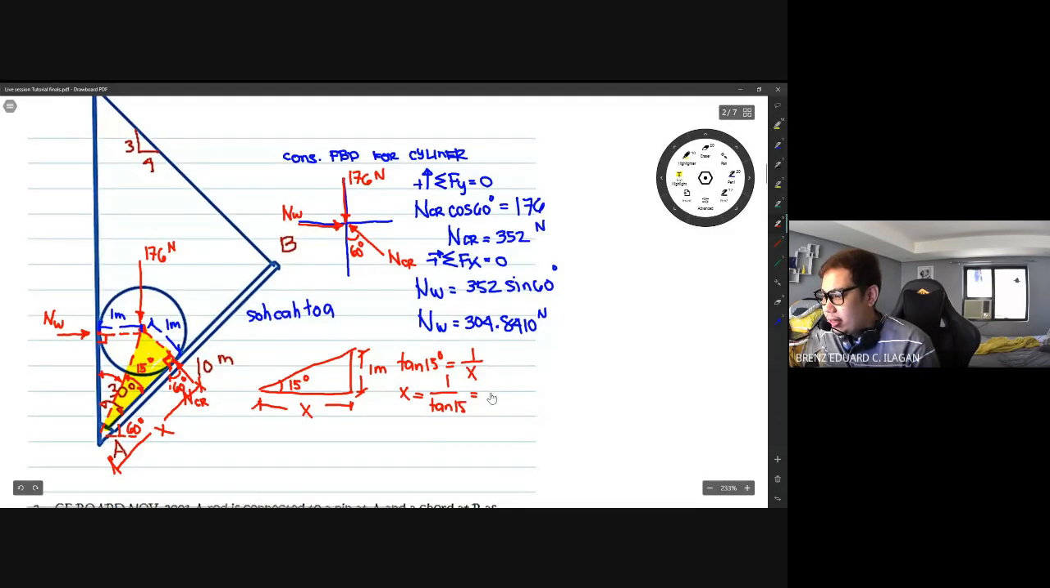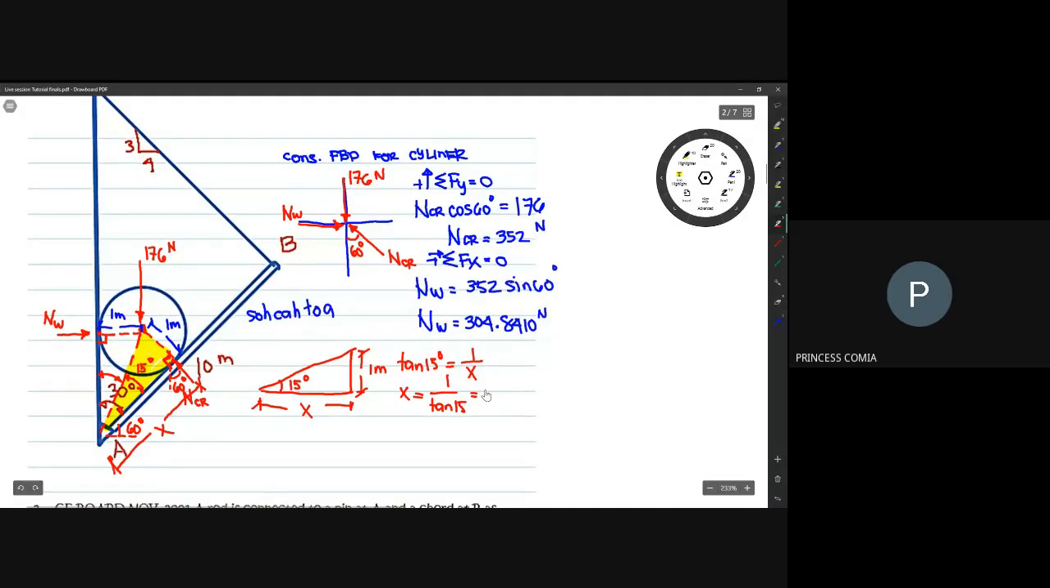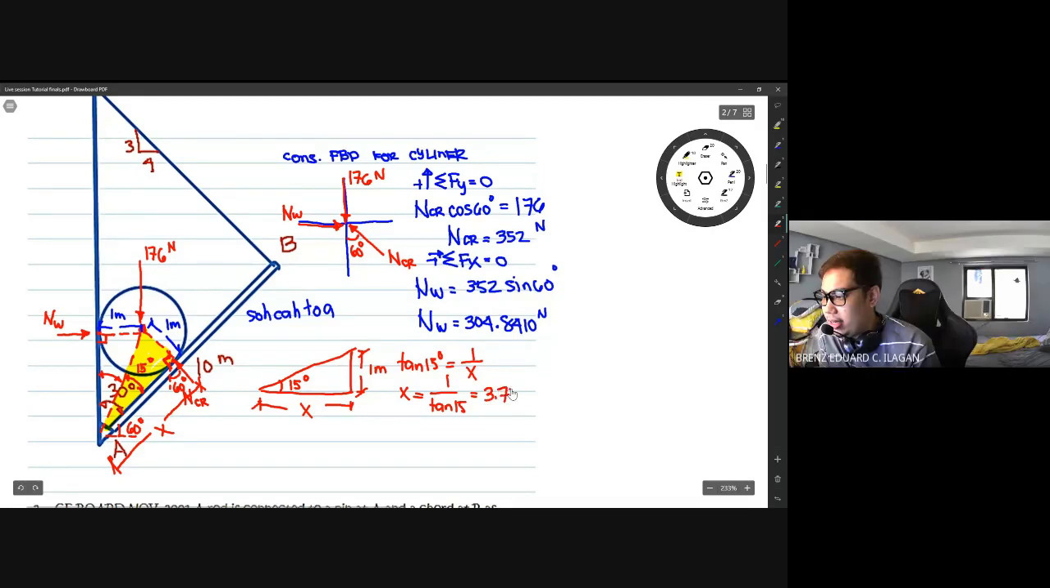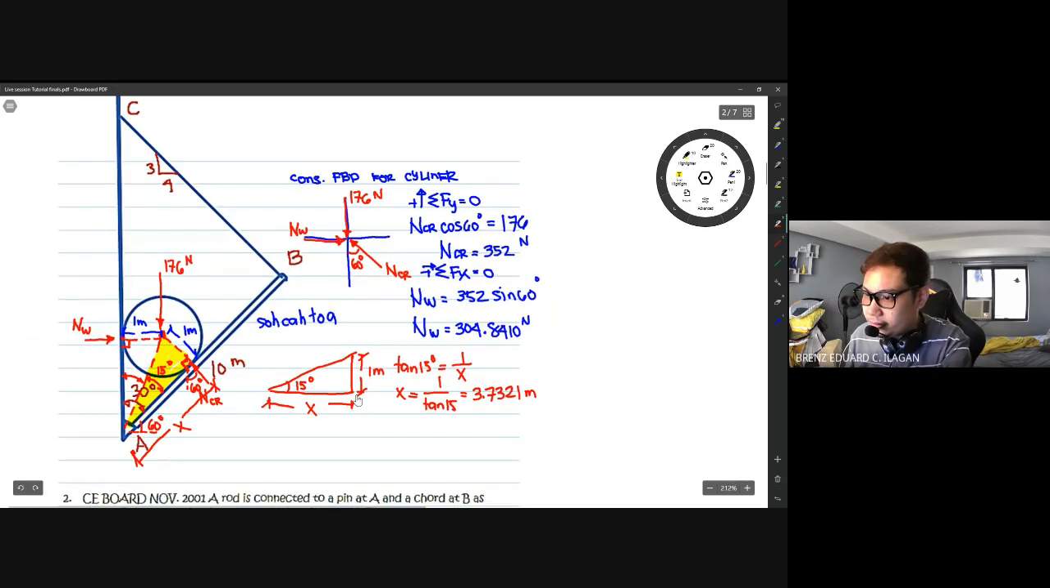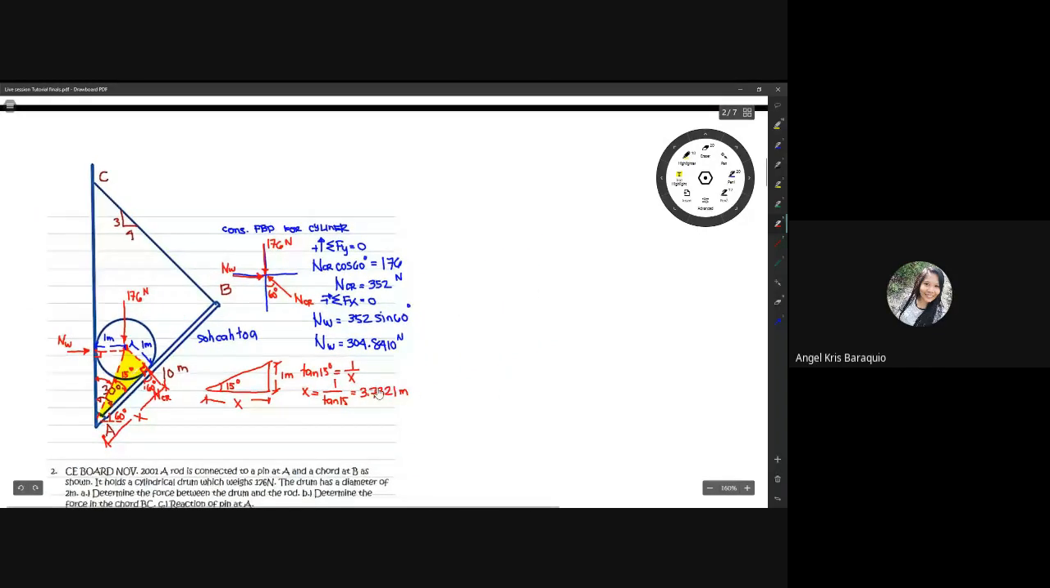Sige, ibuuin mo na yun. Ano yung decimal value? 3.7321. Yung iba, tama? Opo, same po. Opo. Same.